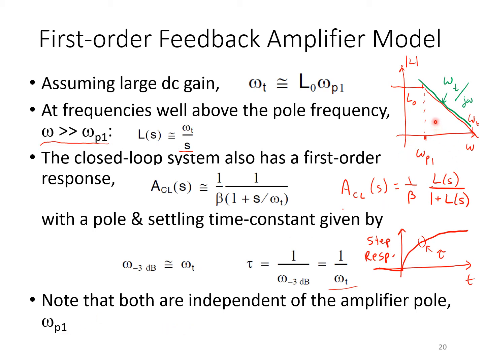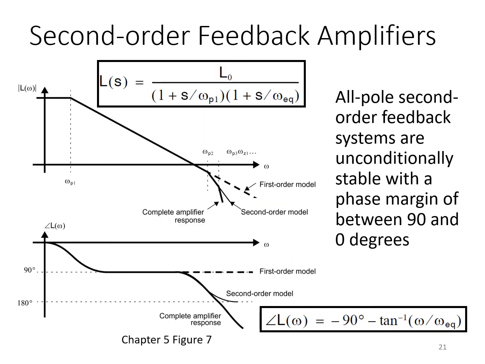And that's because it doesn't really matter what happens way down here when L is huge anyway, because we know that when L is huge, we basically just have a closed loop response of 1 over beta anyway. So it doesn't matter if omega p1 moves left and right a little bit, gain's still huge there. We still have this ideal behavior. As we said, the first order model is nice and simple and allows us to build intuition and make rough calculations in the back of an envelope really quickly.